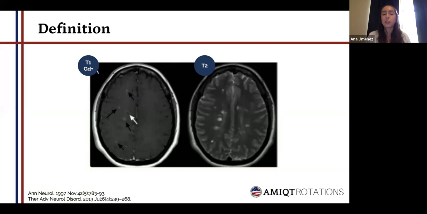So in the picture on the screen, we can see that on the right, we have a T2 sequence with multiple hyperintensities. In T2 sequences, both chronic and active lesions are seen as hyperintense, while on a T1 with contrast sequence, we can see the difference between active and chronic lesions. The active lesions are seen hyperintense or contrast enhancing, as we can see with the black arrows, and with the white arrows, we see a hypointense lesion, which means that it's a chronic lesion.